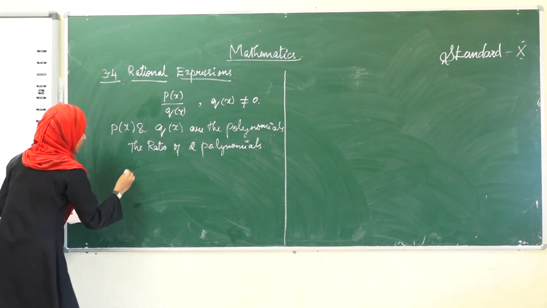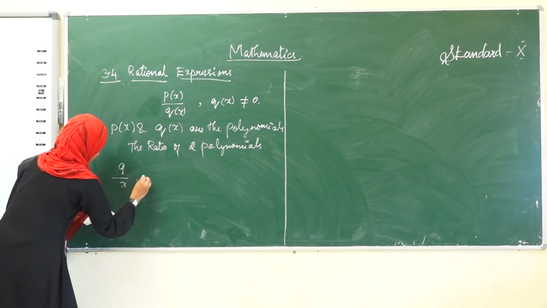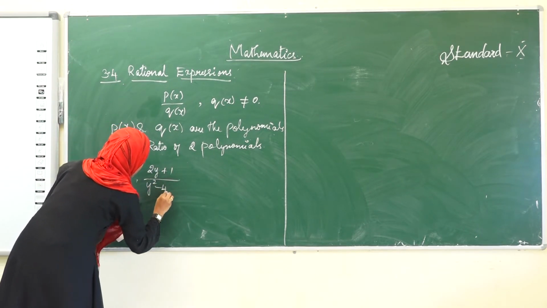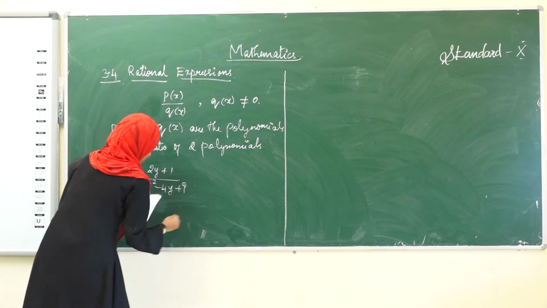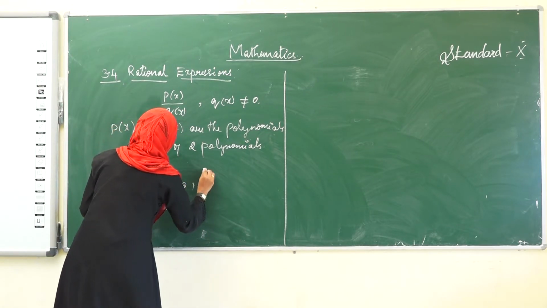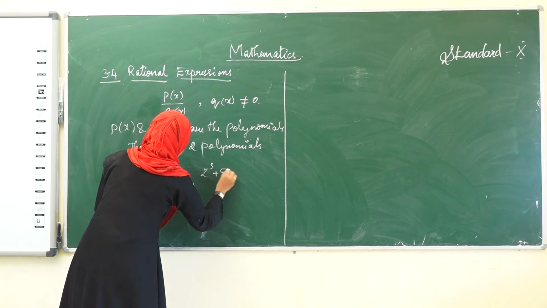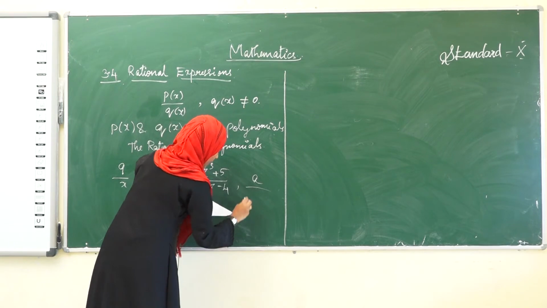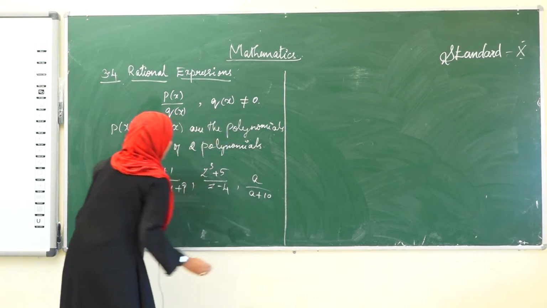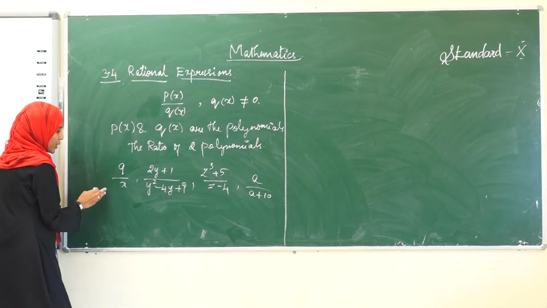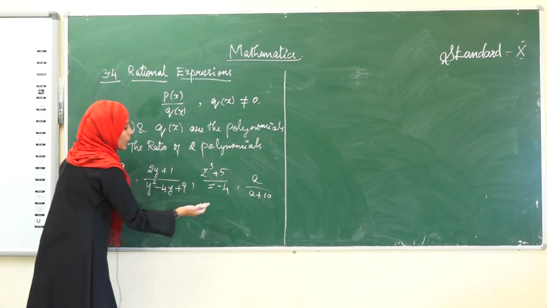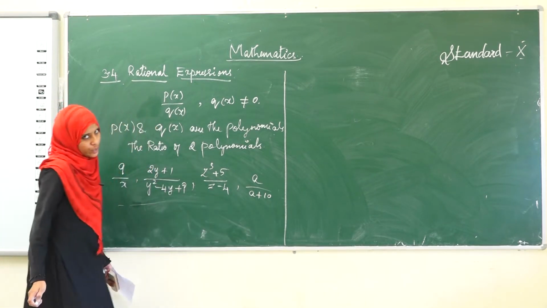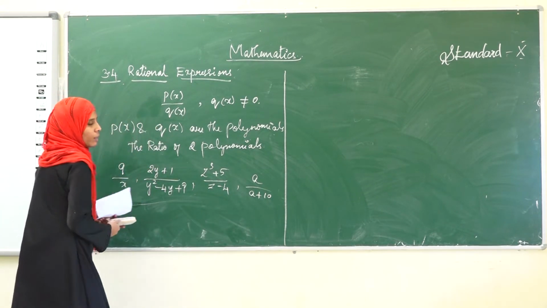For example, see this: 9 by x, 2y plus 1 divided by y square minus 4y plus 9, comma z cube plus 5 divided by z minus 4, comma, they have given 4 values in your book, a divided by a plus 10. Okay, these 4 values are in the format of division, and see, the denominator is not equal to 0 in all these 4 values. Therefore, these 4 values are called the rational expressions. These are the examples they have given in your book.